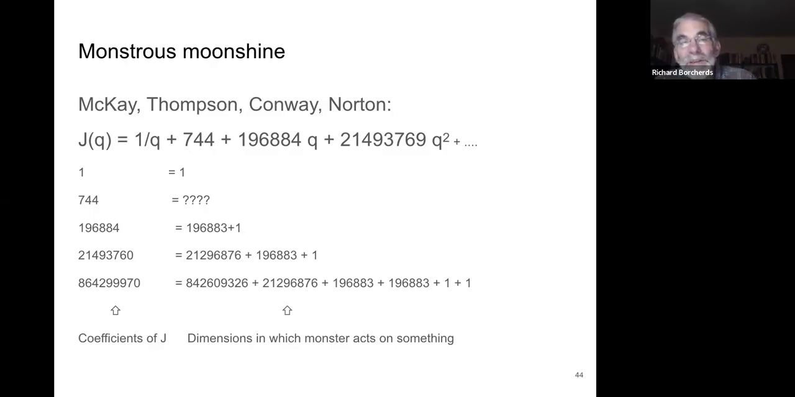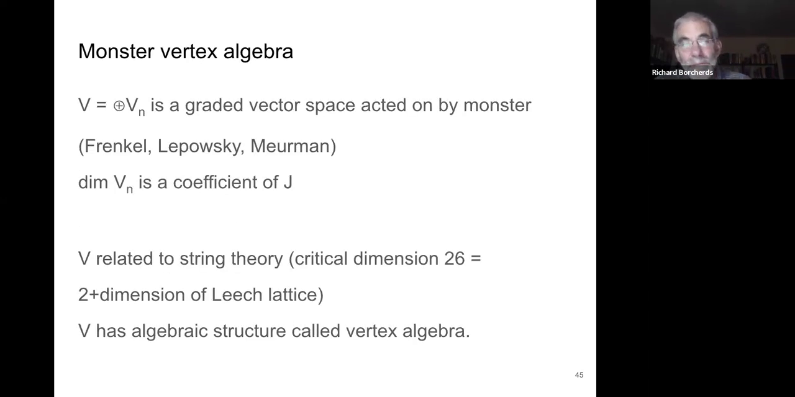But then they found the next coefficient of the elliptic modular function is the sum of the first 3 dimensions that the monster lives in. And it turns out that all coefficients of the elliptic modular function are closely related to dimensions that the monster lives in. And this is obviously now more than a coincidence. And this was sort of explained by Frenkel, Lepowski, and Meurman.